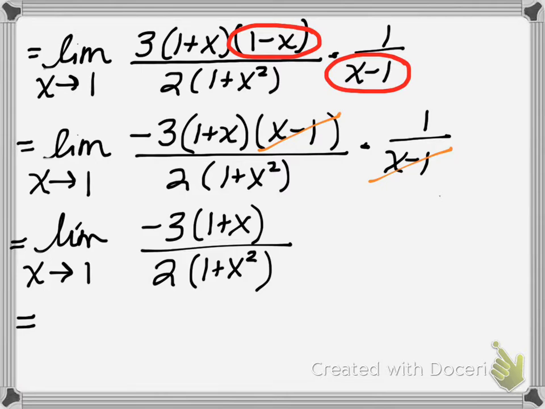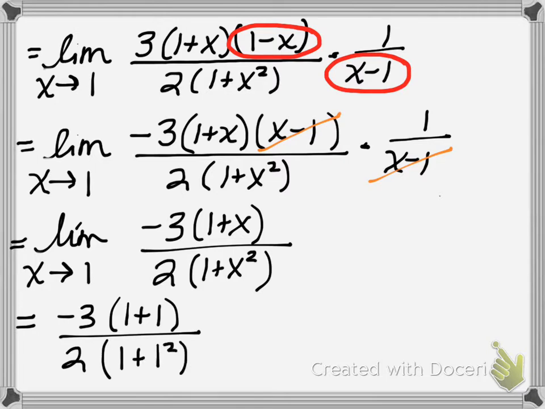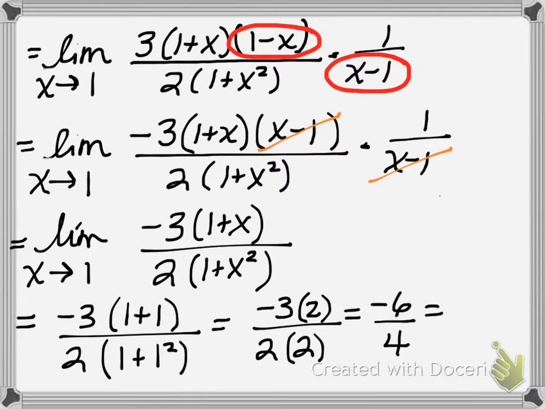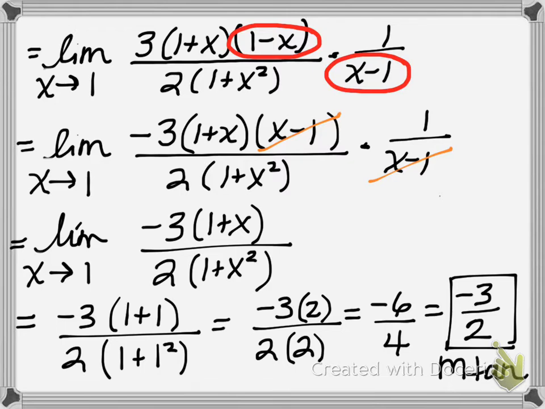We'll drop our limit and substitute in 1 for x. So negative 3 times the quantity 1 plus 1 divided by 2 times the quantity 1 plus 1 squared. So negative 3 times 2 divided by 2 times 2. And sure enough, we do end up with our previous answer of negative 6/4, which simplifies to negative 3/2. And this is the slope of the tangent line. Once again, it's not the slope everywhere. It is specifically the slope at the point we were given, which was 1, 3/2.